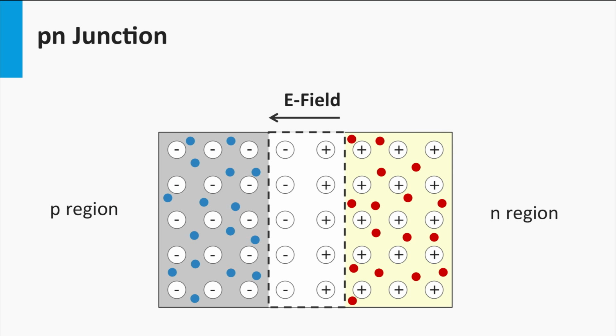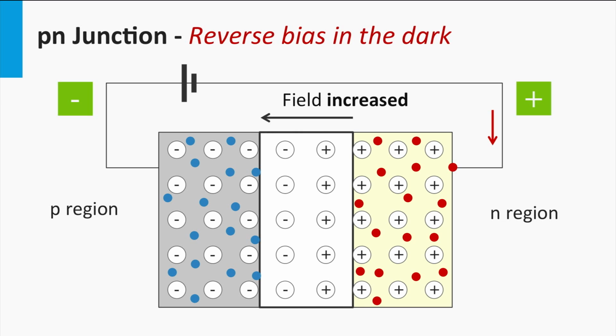In a p-n junction, the diffusion of majority charge carriers through the p-n interface followed by recombination creates a space charge region or depletion zone at the p-n interface. In the dark and in thermal equilibrium, drift of minority charge carriers and diffusion of majority charge carriers are in balance. If we apply a reverse bias on such a p-n junction in the dark, the depletion zone gets wider.